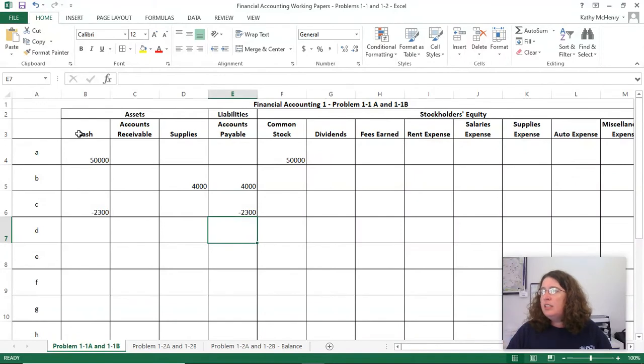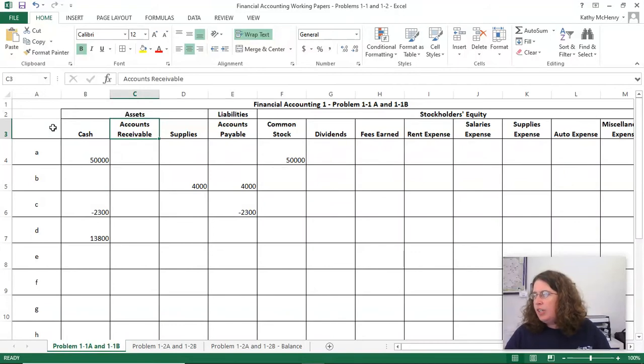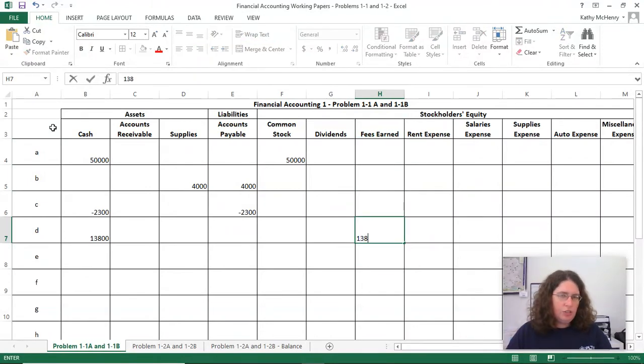Letter D, we received cash from fees earned on insurance commissions for $13,800. Now, first thing it says is received cash, so we know we're going here with this, $13,800 in our cash column. And then the other $13,800, if we read that correctly, we received cash from fees earned. So we're coming over here to the fees earned column and letter D, and we've got $13,800 there. Again, our assets have to equal our stockholders' equity, which they do.